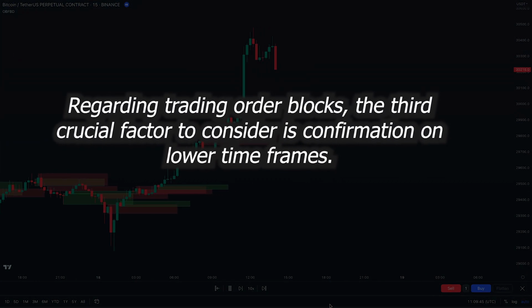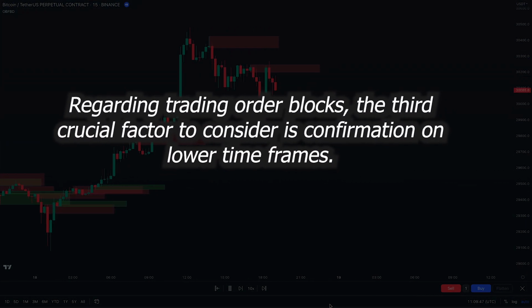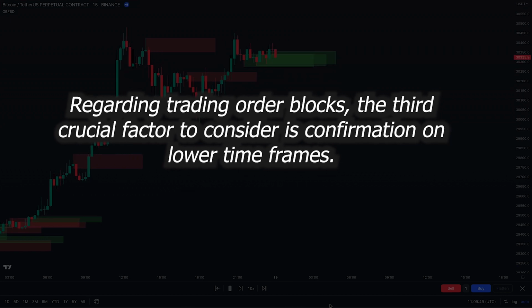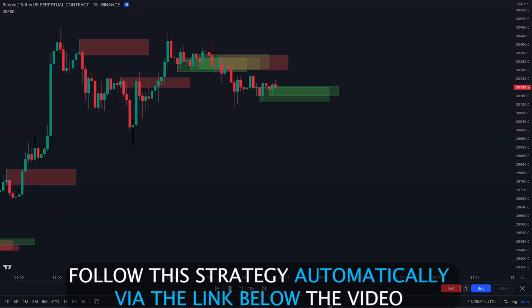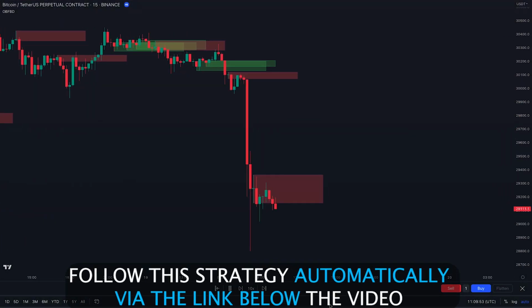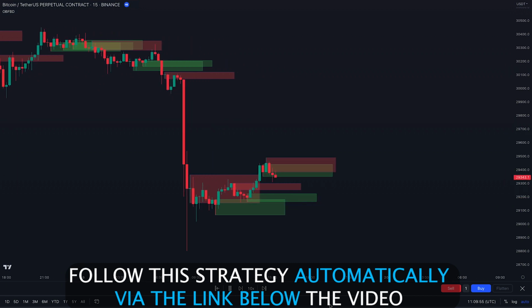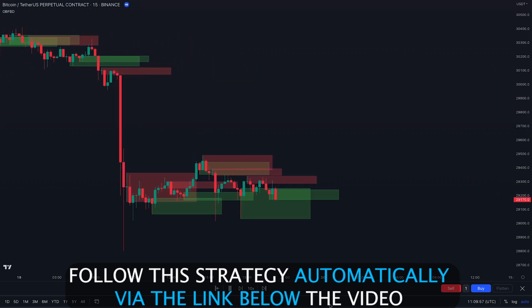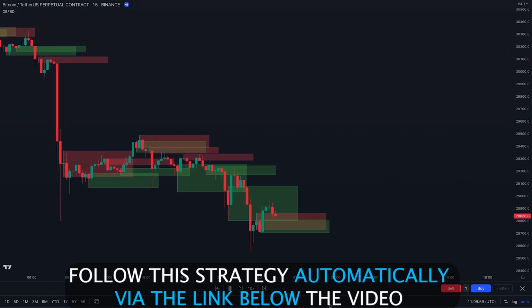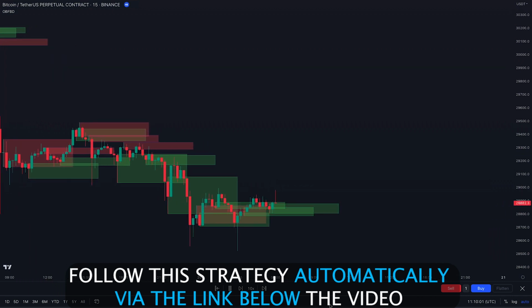Confirmation. Regarding trading order blocks, the third crucial factor to consider is confirmation on lower time frames. Confirmations help prevent unnecessary losses in case the market chooses to ignore the order blocks. Furthermore, having a solid entry reason as confirmation in our trading arsenal can boost our confidence in executing trades.